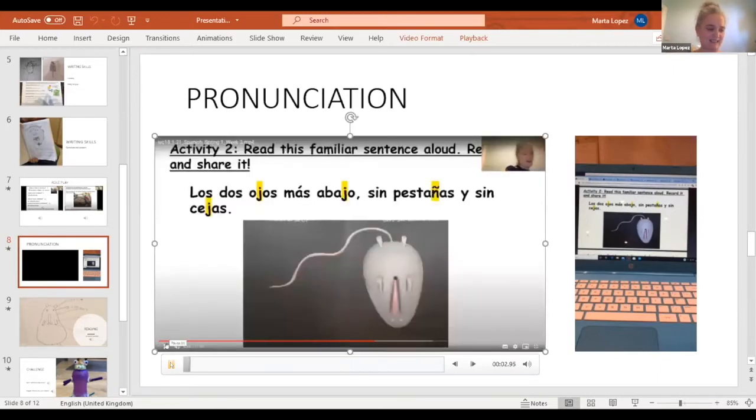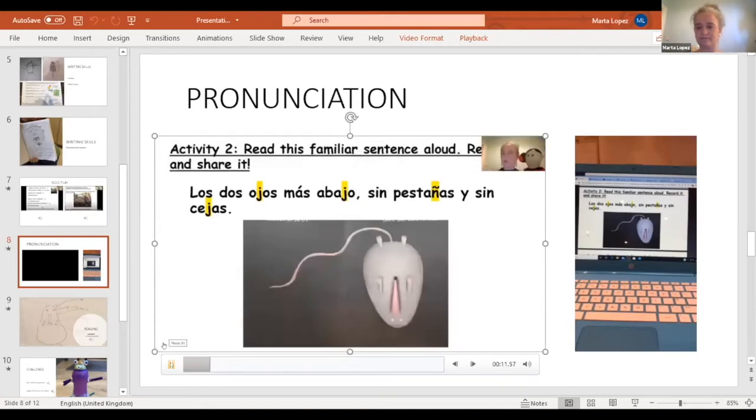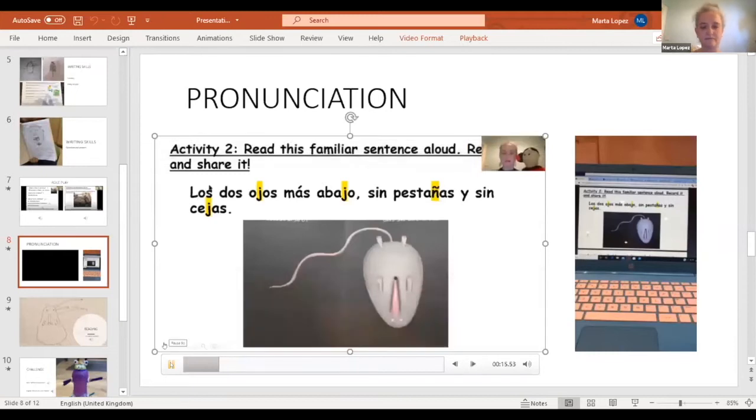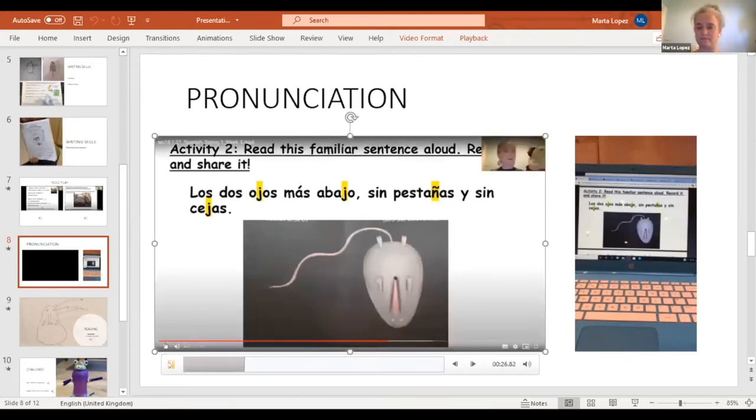Hey, a ver, Lola, ¿estás ahí? Hola, Lola. Hola. Muy bien. I wonder if Lola can read this sentence. Maybe she's doing it right. I don't know. Let's listen to Lola. Let's see if Lola is doing the sound. ¿Preparada, Lola? Sí. Venga.